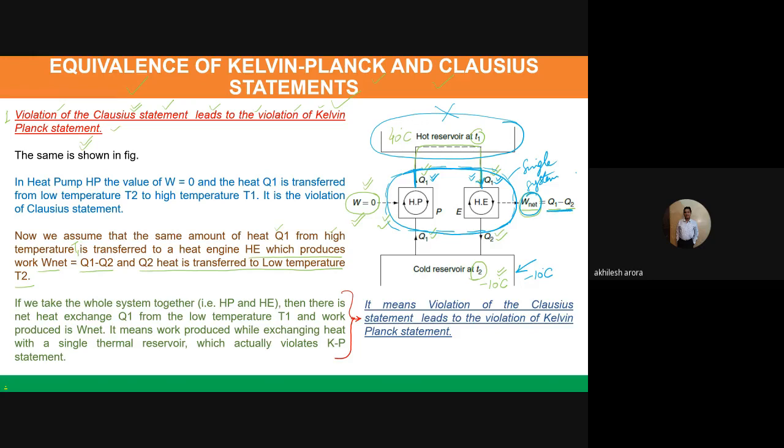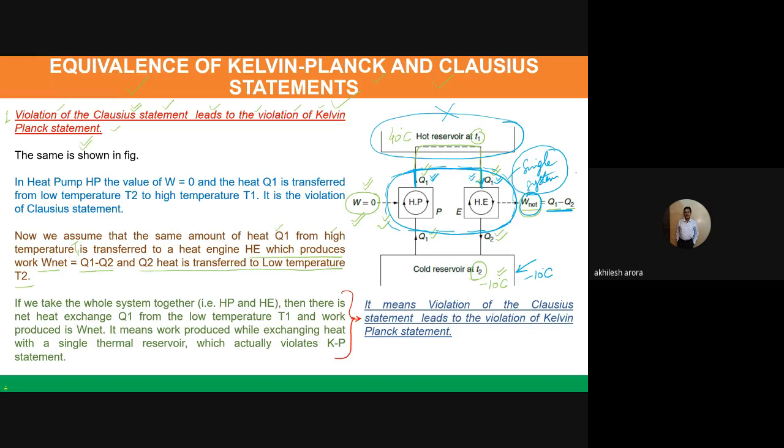So this device, this single system, is interacting with a single thermal reservoir at low temperature and producing positive work. So as per the Kelvin Planck statement, it is impossible to construct an engine which operates in a thermodynamic cycle and produces net positive work while exchanging heat with a single thermal reservoir.